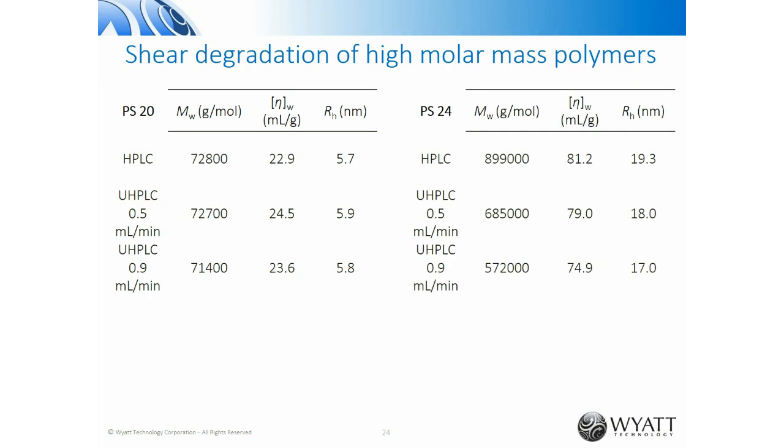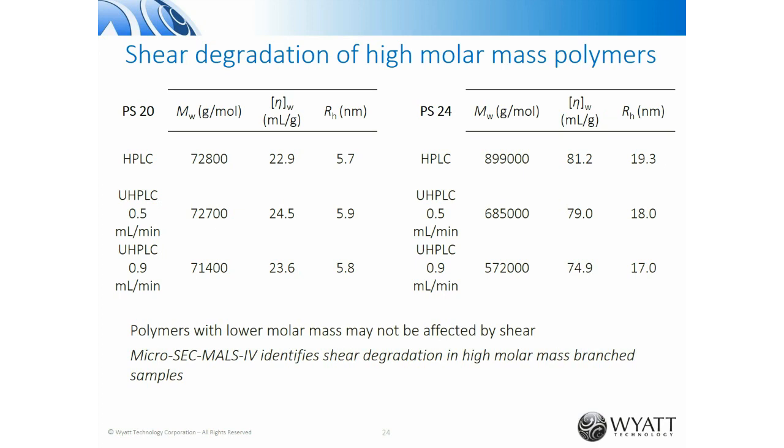If you look at a higher molar mass sample, in this case a 900,000 gram per mole branched polystyrene, then you can see that even at 0.5 milliliters per minute, the sample undergoes shear degradation as you see reduction in all the parameters. And it becomes even more severe when you increase the flow rate to 0.9 milliliters per minute.